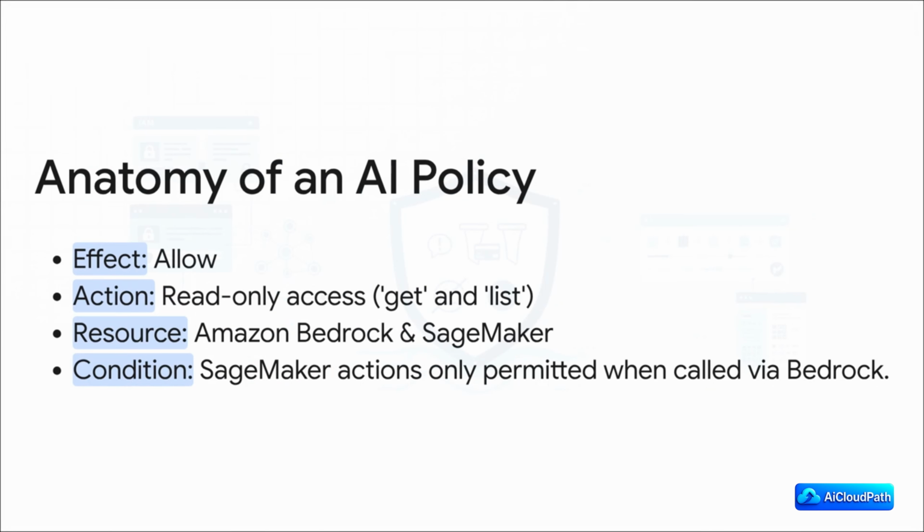And this is a perfect example of how that works in the real world. This is an actual IAM policy for an AI service. Let's break it down. The effect is set to allow certain things. The actions are super limited, just read-only stuff like get and list for the resources, which are Bedrock and SageMaker. But, and this is the secret sauce, look at the condition. It says these SageMaker actions are only allowed when they're called through the Bedrock service. It's this kind of precise conditional rule that really locks things down.